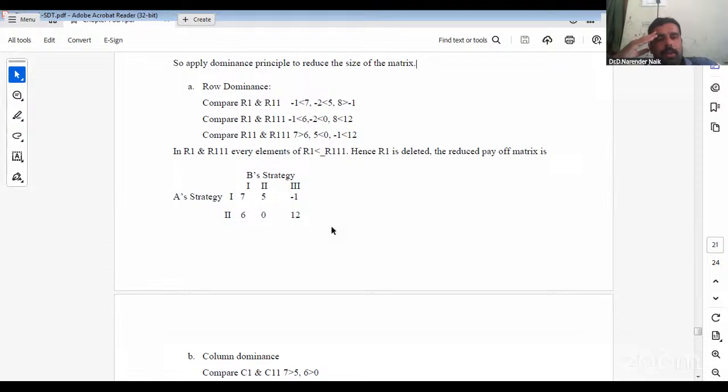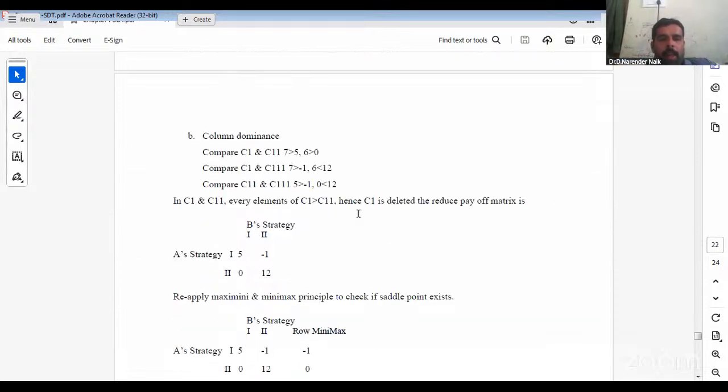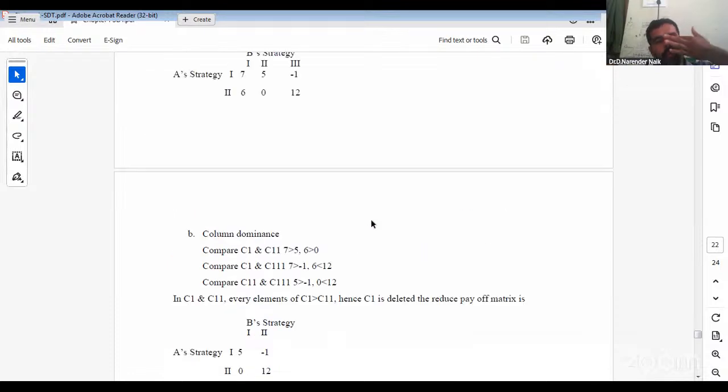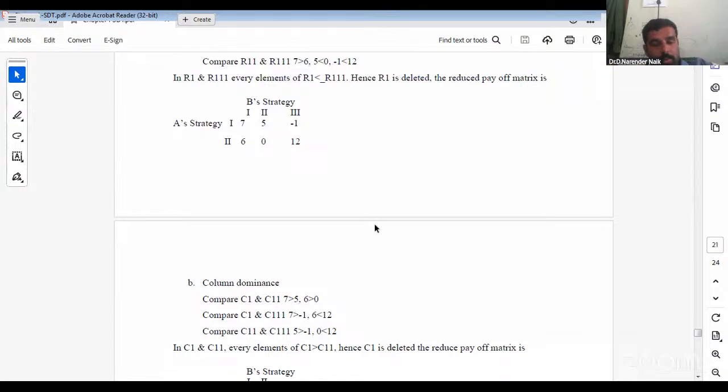After completion of row dominance, we go for the column dominance. In column dominance, compare C1 and C2, compare C1 and C3, compare C2 and C3. Here is the comparison of column 1 and column 2. This is C1, this is C2.